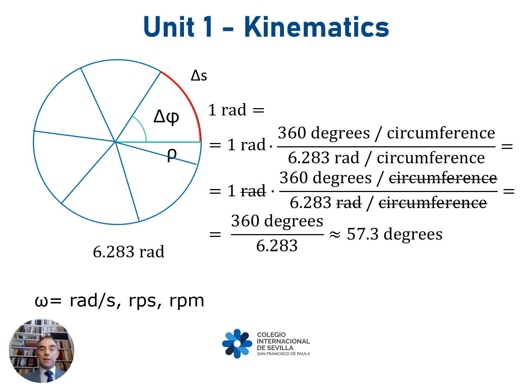We express the angular speed omega in radians per second, or in revolutions or rotations per second, or in revolutions or rotations per minute. The dimensions of the angular speed are the dimensions of radians per second, which is 1 divided by time, so it is time to the power of minus 1.